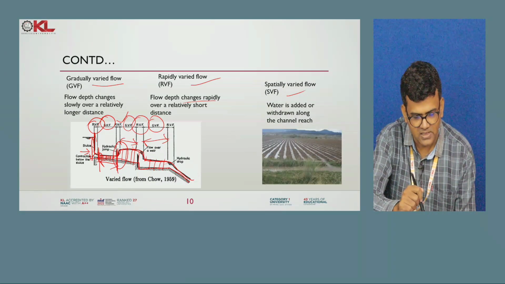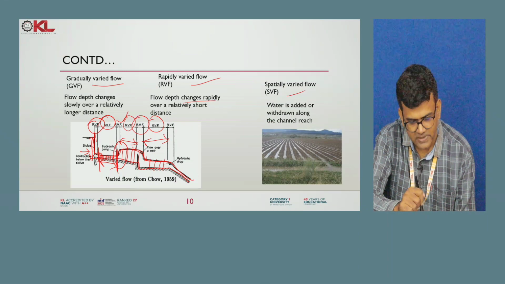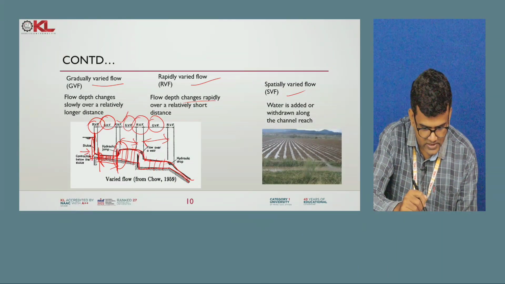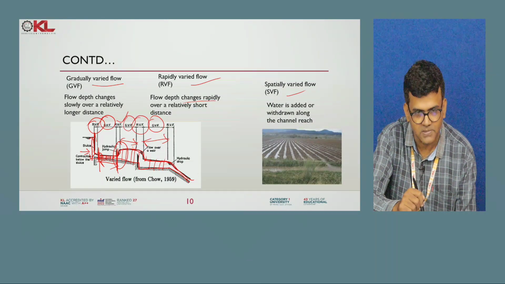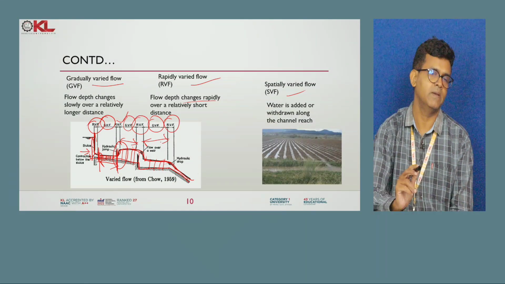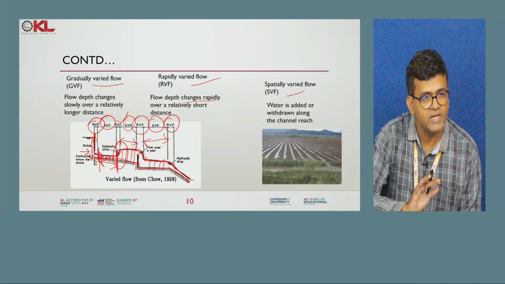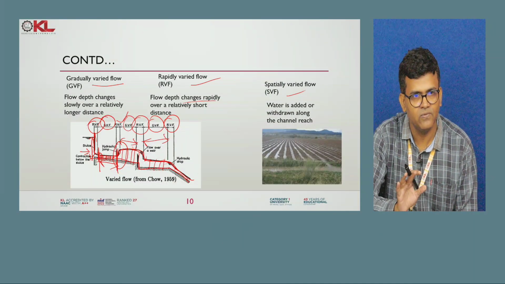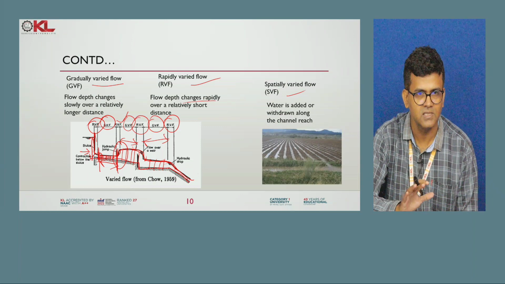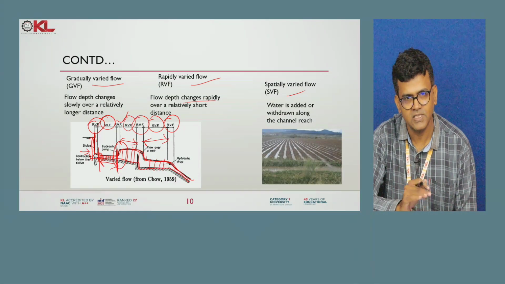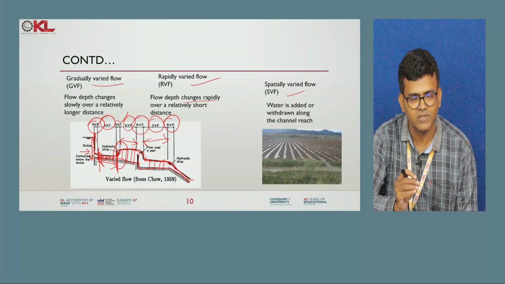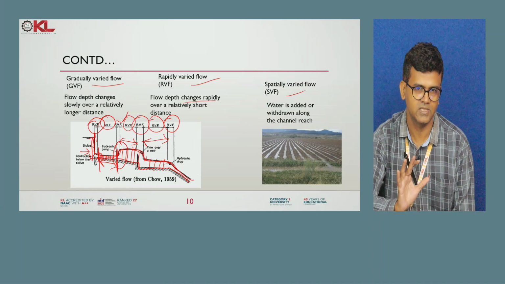After that, a fall is there, because of the slope. So here is the sudden change in the depth of flow, larger to a smaller one, that is the RVF, rapidly varied flow. So simply, in the gradually varied flow, there is a change in the depth of flow slowly over a longer distance, while in the rapidly varied flow, there is a change in the depth of flow quickly, rapidly over a shorter distance.